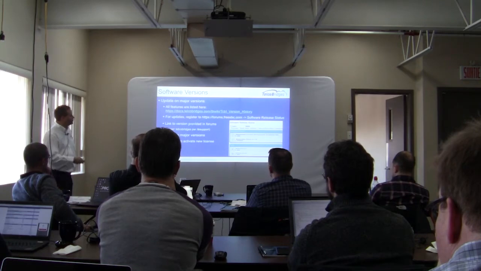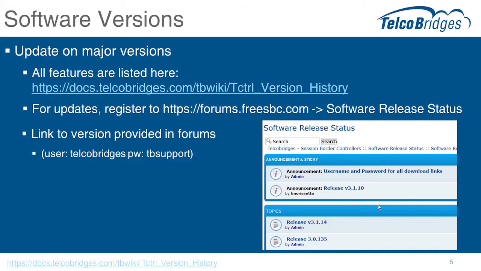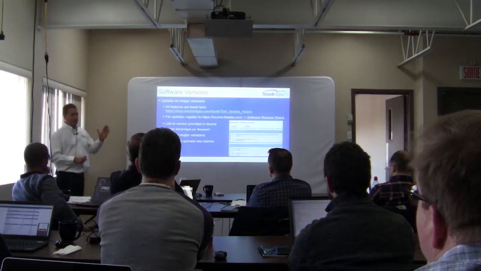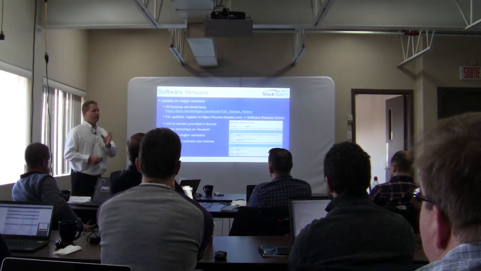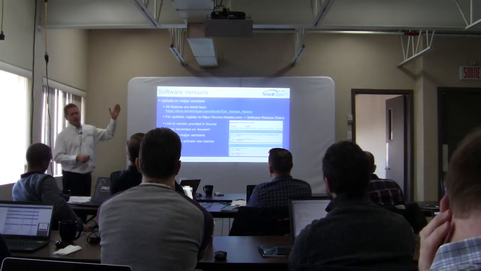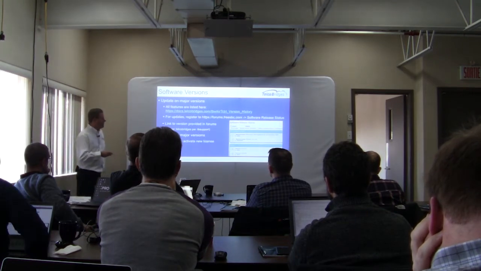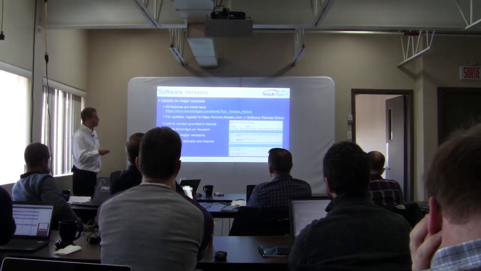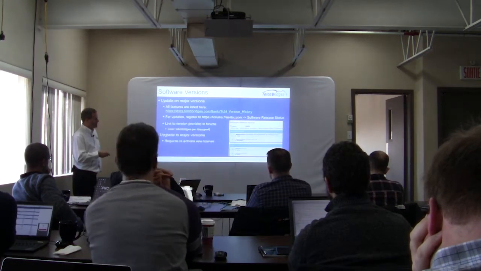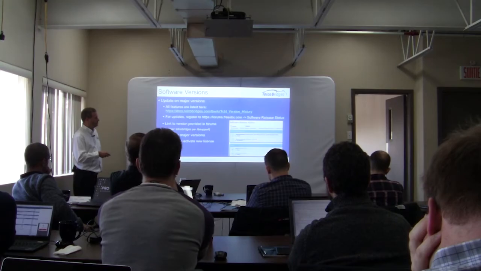One thing first, for updates on major versions, the features are listed in the T-Control version history. If you look here, you will see all the new stuff that comes out in new versions, so 3.0, 3.1, the new stuff that is included in those versions. If you want to know the status, then it's better to register to the FreeSBC forums, and you will see sometimes we put new versions here.